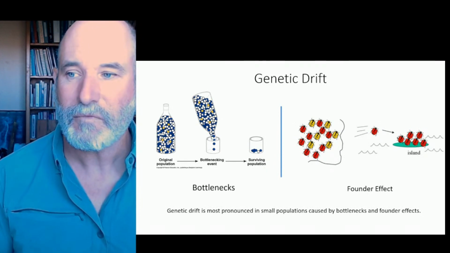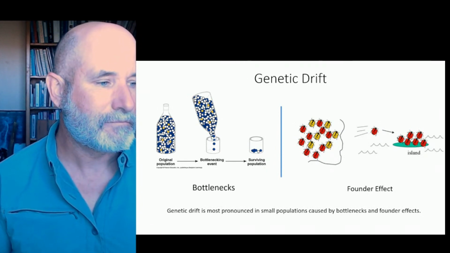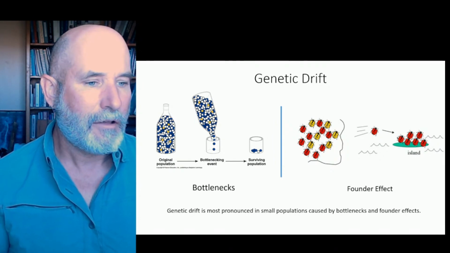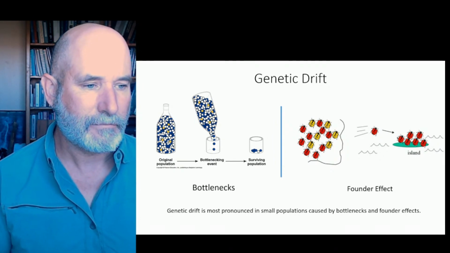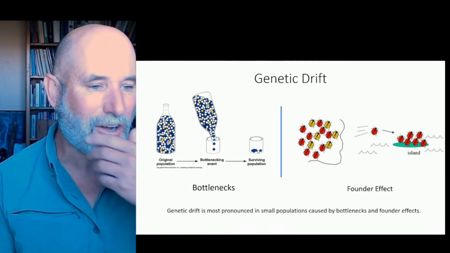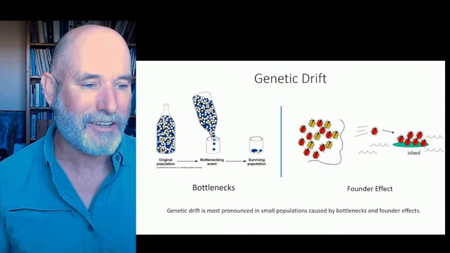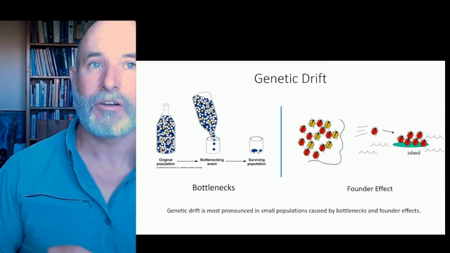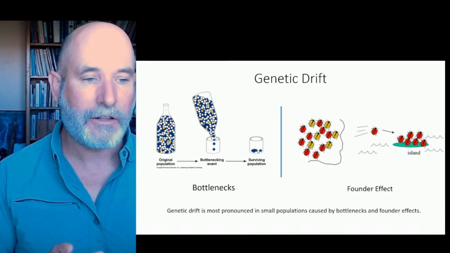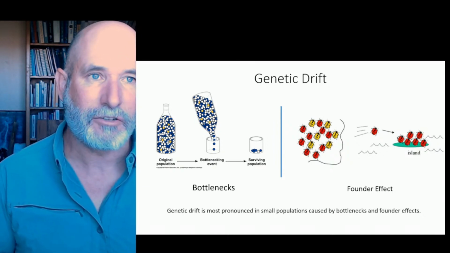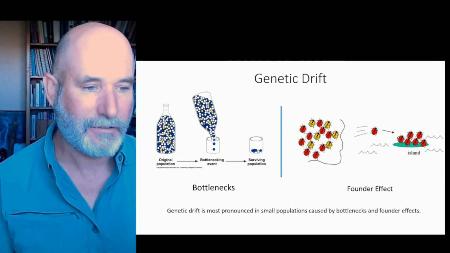Okay, now next, genetic drift is applied mostly to small populations. It can occur in a large population, but the larger the population, the less likely genetic drift will affect it.